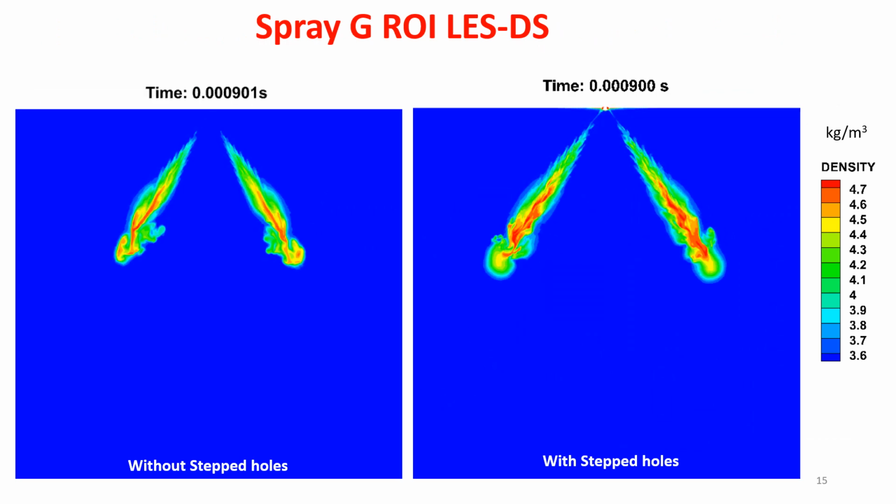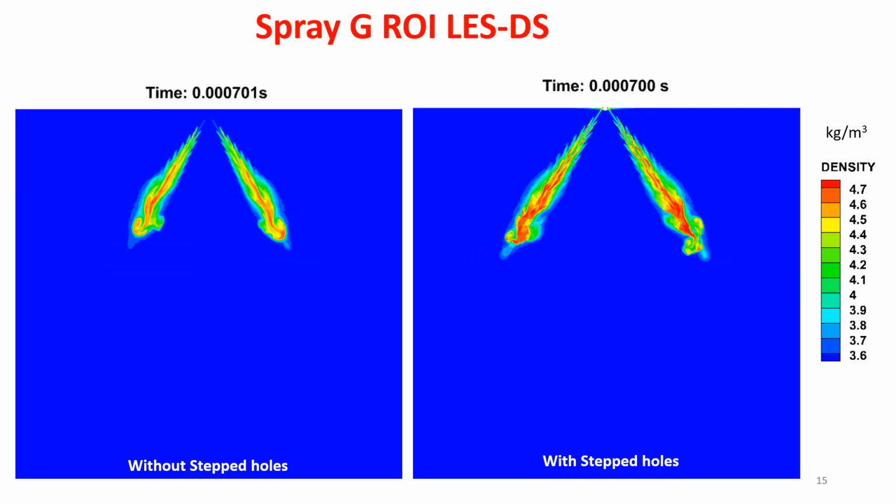This slide shows the animation of the density variation during the spray injection on a vertical cut section of the two opposite plumes. The left one is without the stepped hole geometry, and the right one is with the stepped hole geometry in an ROI-based spray simulation.